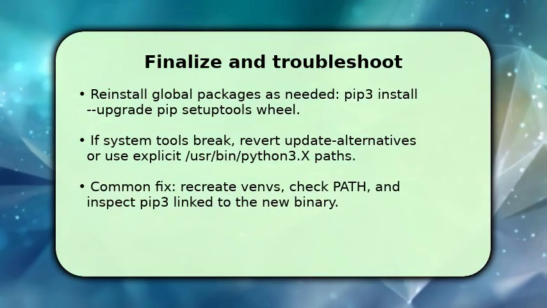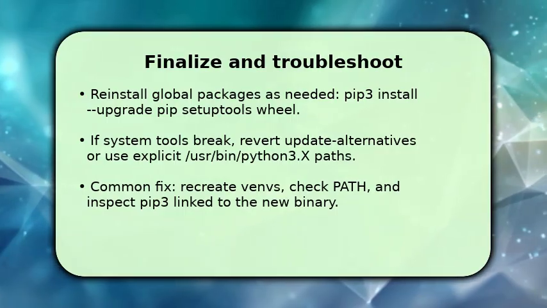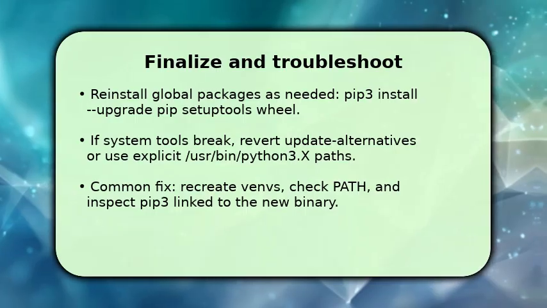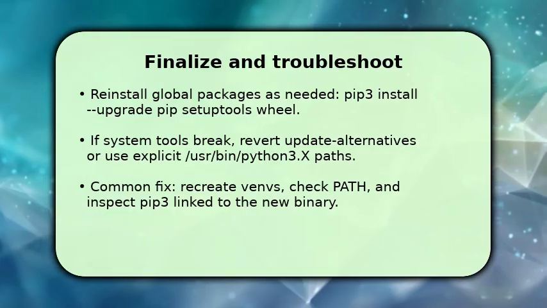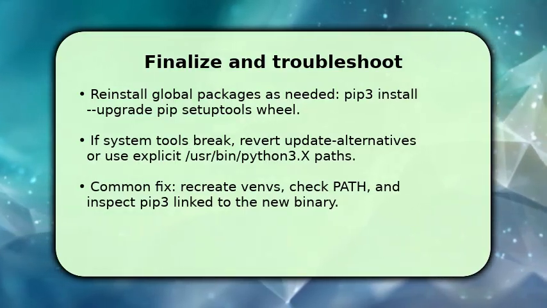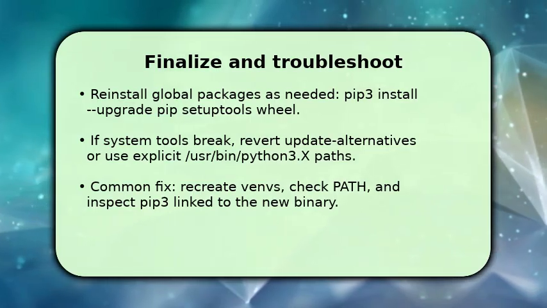If some system scripts or third-party apps fail, revert the alternatives change or run them with the explicit /usr/bin/python3 path to avoid system-wide disruption. Once done, recreate virtual environments and reinstall dependencies. This resolves most runtime mismatches.